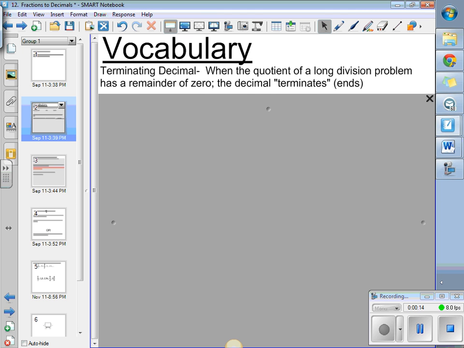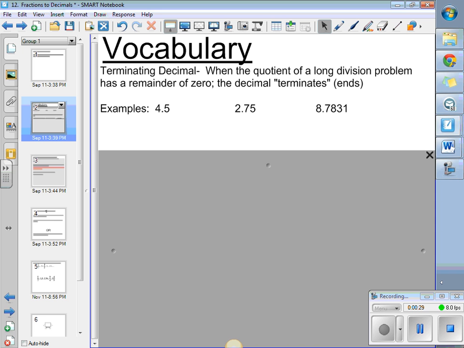Vocabulary. A terminating decimal is when the quotient of a long division problem has a remainder of 0. The decimal terminates, or ends. As always, remember to pause and rewind as necessary. I'm going to keep moving.